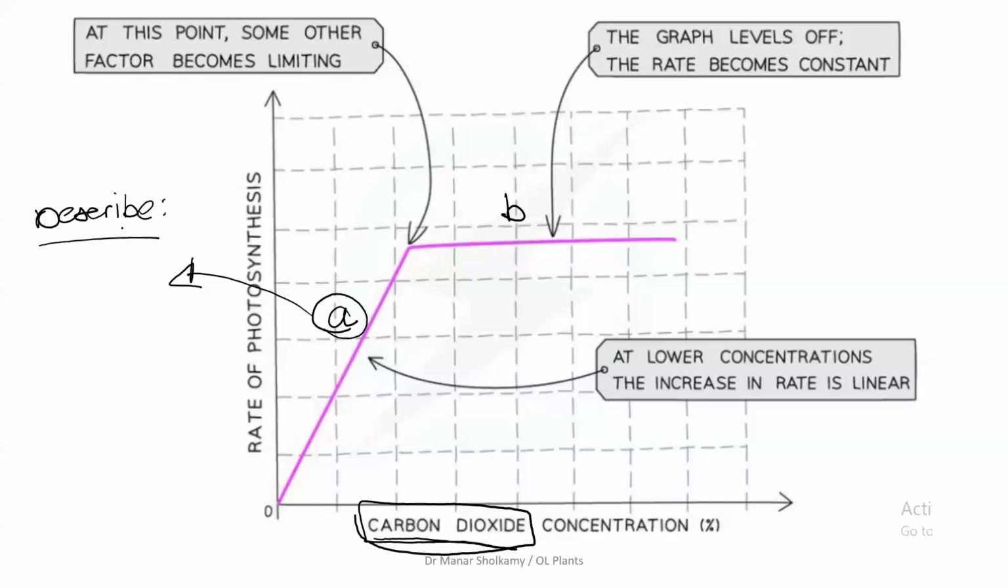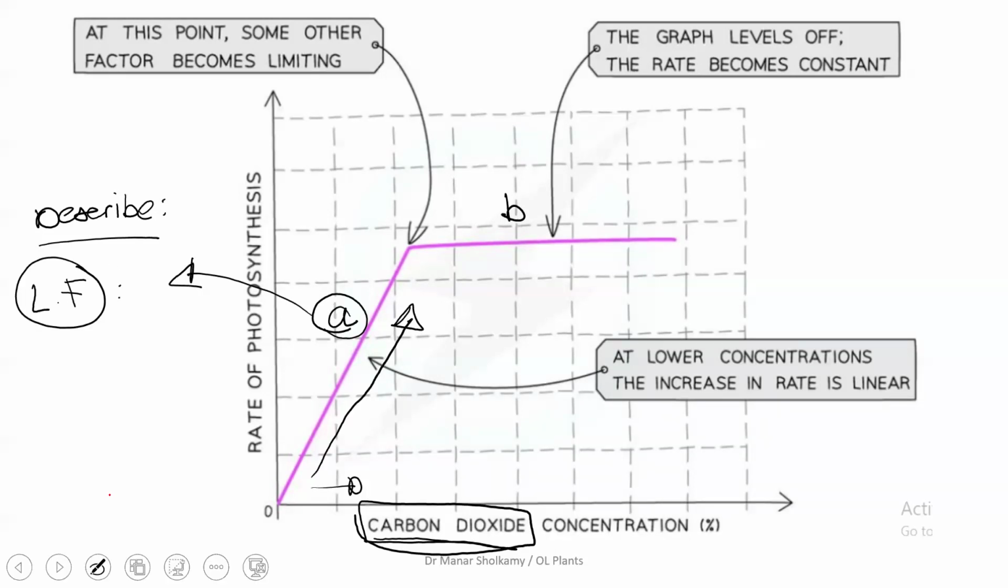As the carbon dioxide concentration increases, the rate of reaction increases. Very good. What is the limiting factor at A? Carbon dioxide. Correct. Perfect. Okay. So at A, the limiting factor was carbon dioxide. Why did I say that? Because I proved it. When I gave more carbon dioxide, the rate of photosynthesis increased.